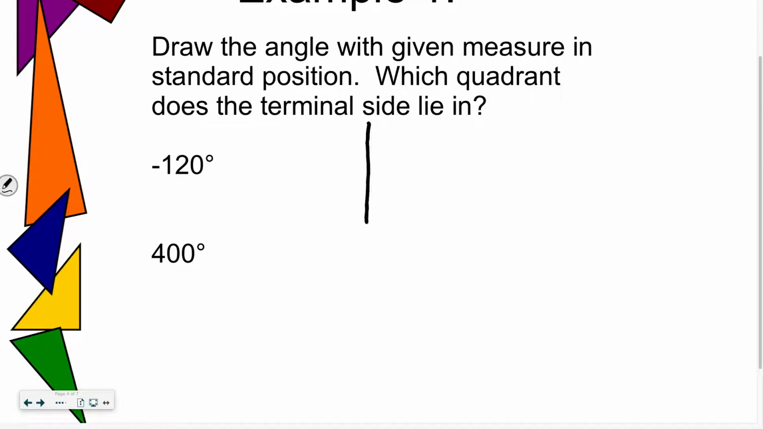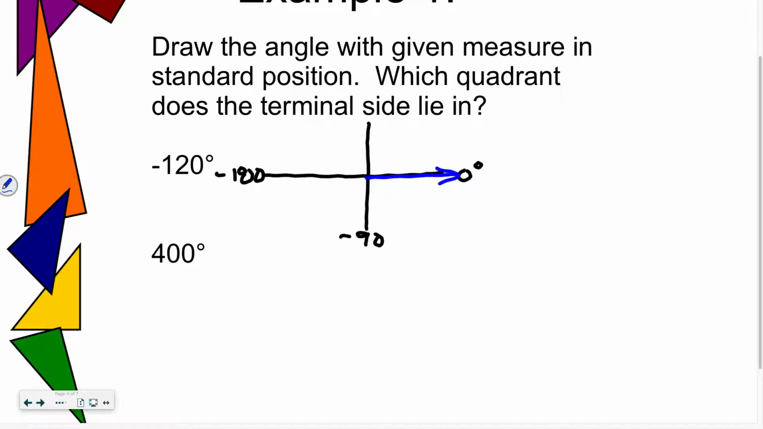If I was asked to sketch negative 120, I'm going to start at 0 degrees. Because it's negative, I'm going to go clockwise, right? I usually just go by the 90 degrees and keep adding until I feel like I know where it's at. So negative 90, negative 180, and I don't have to keep going because negative 120 is in between those two, right? So what I want to see on your homework is you show the initial side at the positive x-axis.